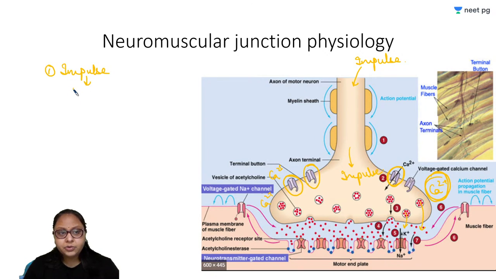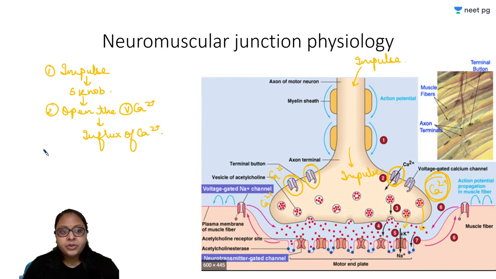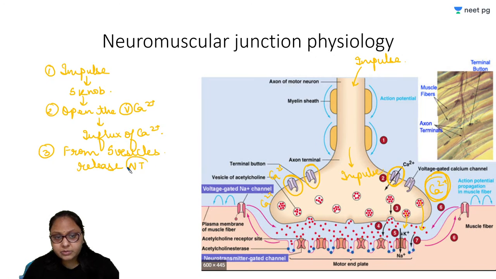So the first step here in the neuromuscular junction physiology is the impulse. It comes into the synaptic knob, where the synaptic vesicles are. It opens the voltage-gated calcium channels, through which influx of calcium takes place. Once the influx of calcium takes place, the third step is release of neurotransmitter from the synaptic vesicles. And what is that neurotransmitter? That is acetylcholine.